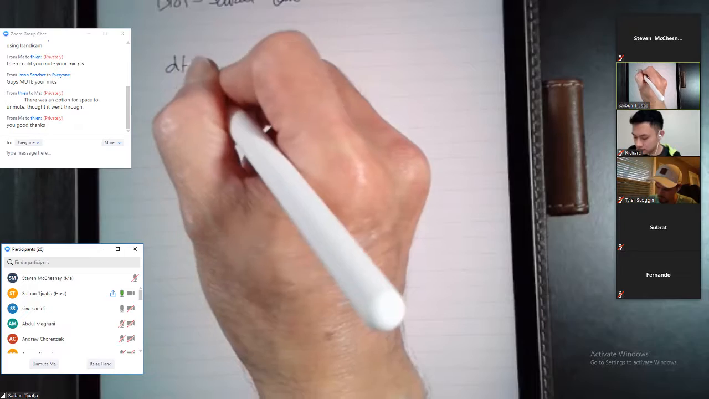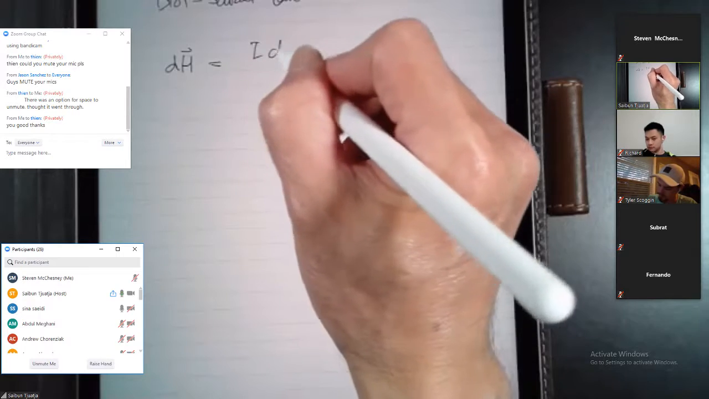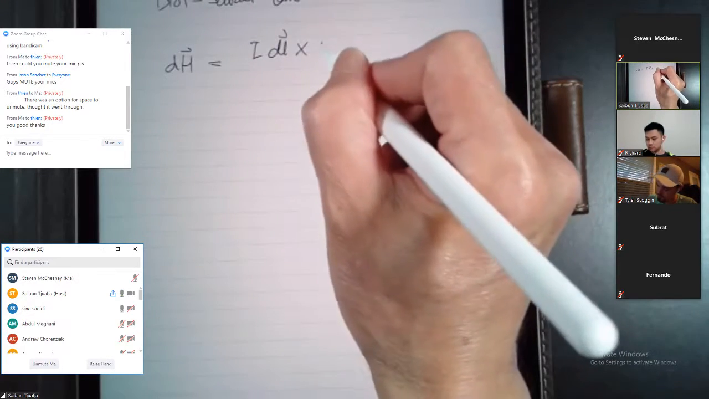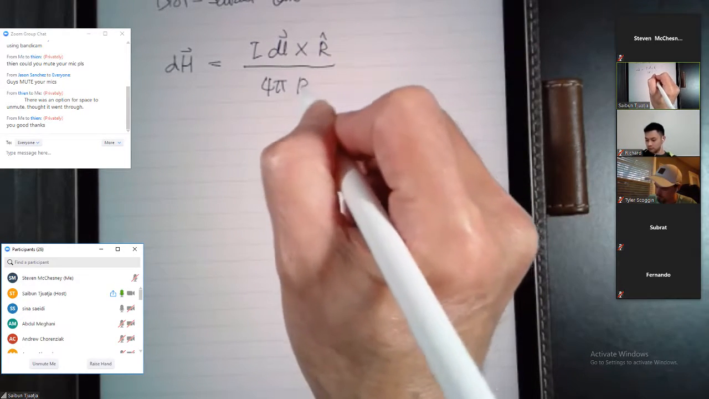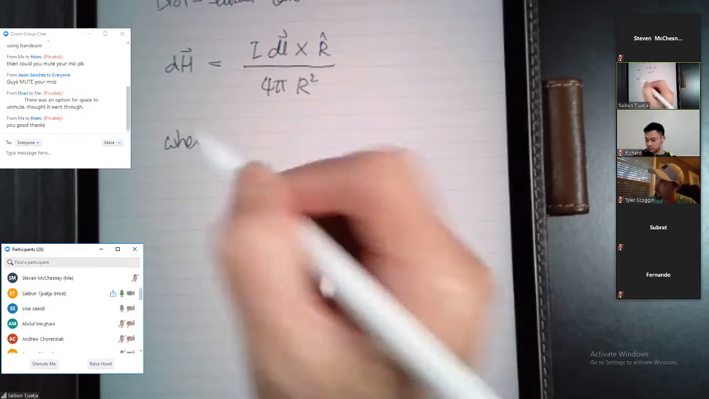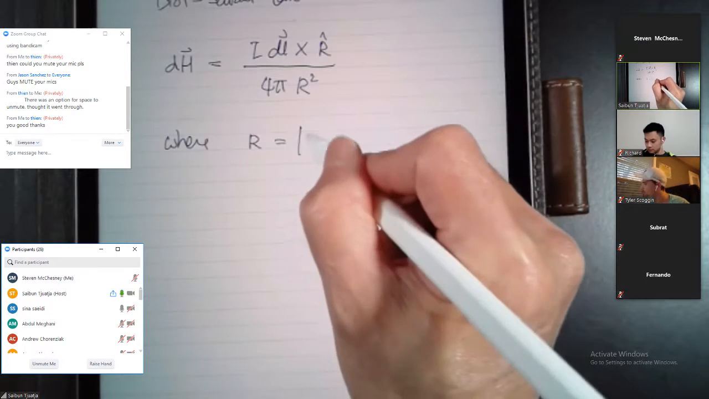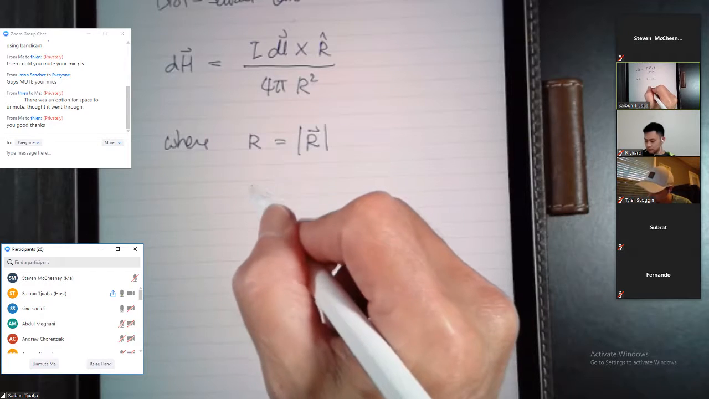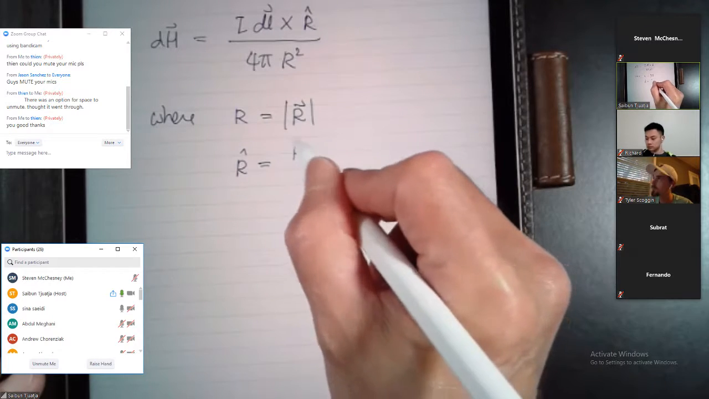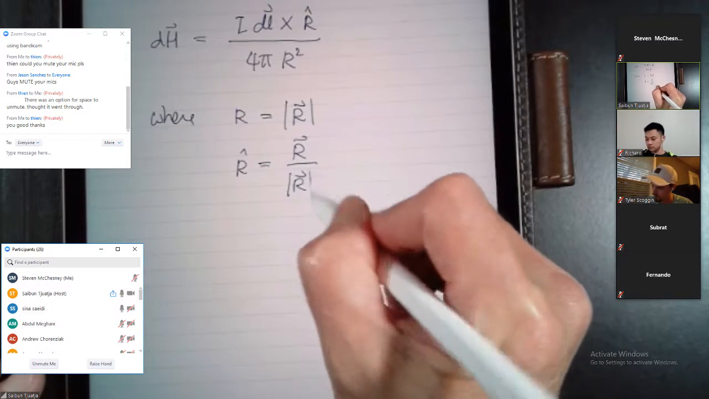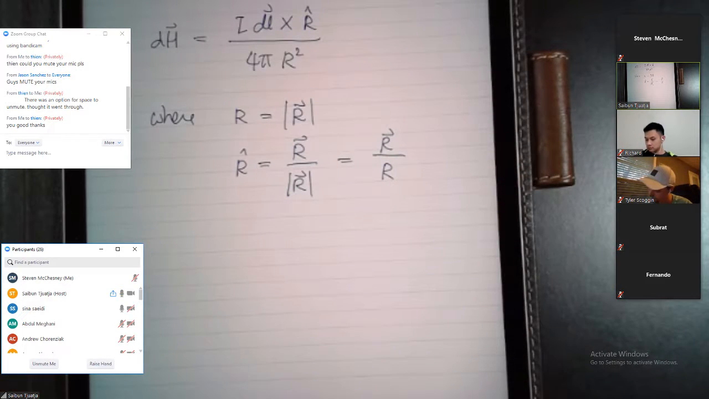What's the Biot-Savart law? The differential element of H, a tiny little element due to a tiny little source, is given by I dl cross the observation direction, divided by 4 pi r squared. Now you have to be very careful here: R is the magnitude of r, and r hat, the unit vector, is equal to r divided by its magnitude, which is r divided by R. Any questions?